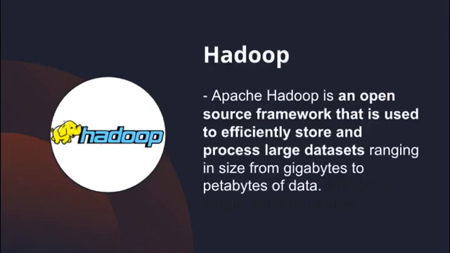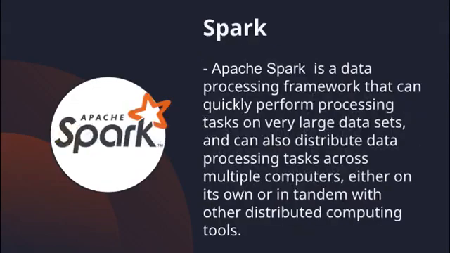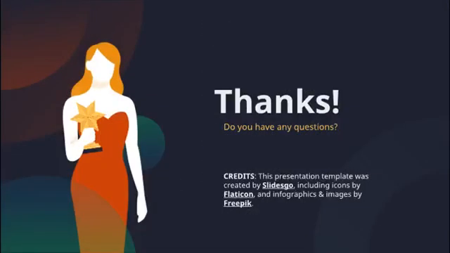Second is Hadoop. Hadoop is an open-source framework that is used to efficiently store and process large datasets ranging in size from gigabytes to petabytes of data. Third and the last one is Spark. Spark is a data processing framework that can quickly perform processing tasks on very large data sets, and can also distribute data processing tasks across multiple computers, either on its own or in tandem with other distributed computing tools. That's the end of our report.